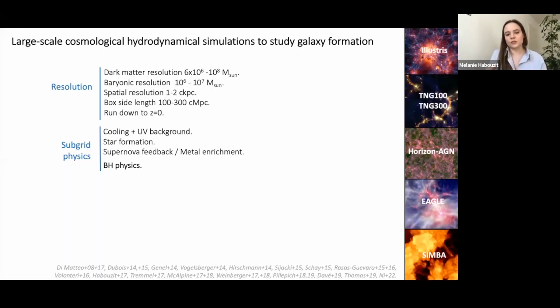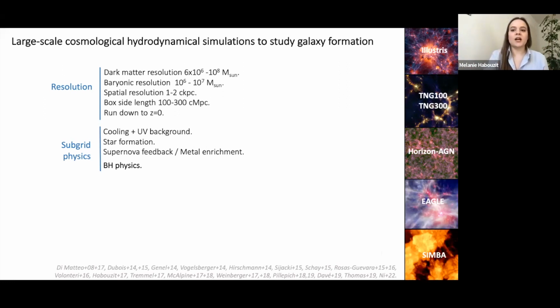We have a few such simulations in the field of galaxy formation. I listed some of them here, and there are two others that I will show at the end of the talk. So Illustris TNG, that is the next generation of Illustris, with two different boxes, Horizon-AGN, Eagle, and SIMBA. The simulations really capture a given volume of the universe and resolve galaxies with stellar mass of 10 to the 9 all the way to 10 to the 11, 10 to the 12 solar masses in different environments.